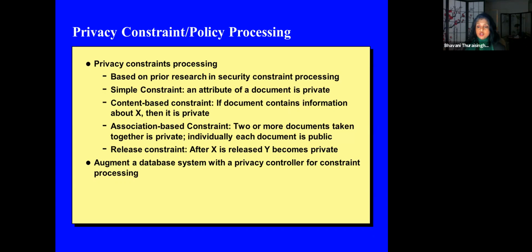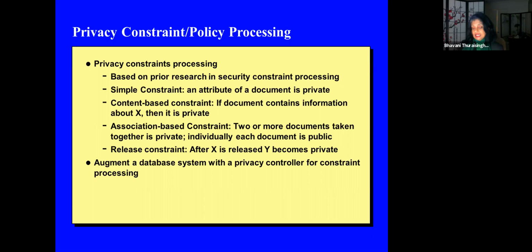Association: two or more documents taken together are private, but individually they could be public. Release constraint: after you release, say, the last 4 digits of your social, you don't want to release the first 3, because then you only have 2 numbers left, the middle 2. And so how many combinations can you have for those middle 2 numbers?